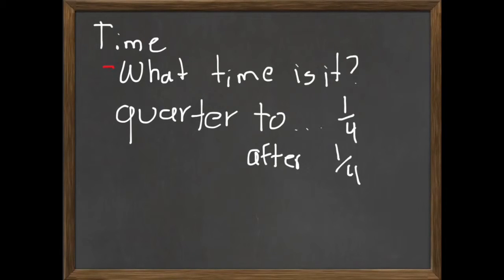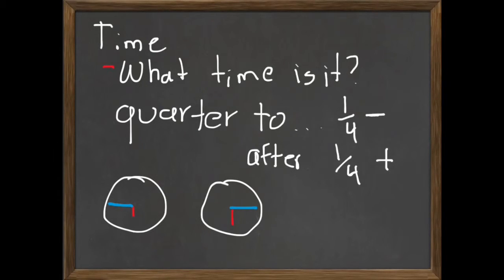Quarter to means the time and that we take off a quarter, and quarter after means the time and that we add a quarter. So, quarter to 6, quarter after 6.